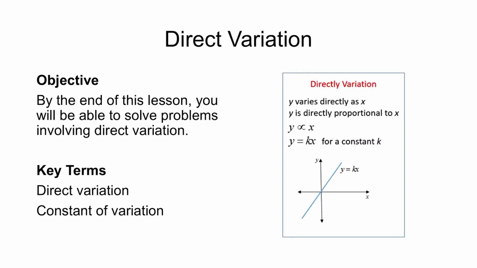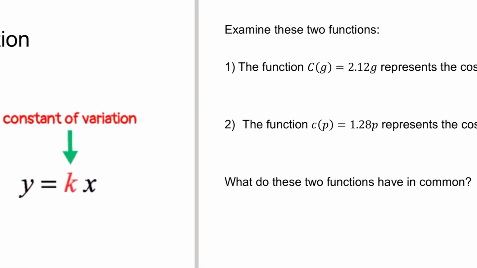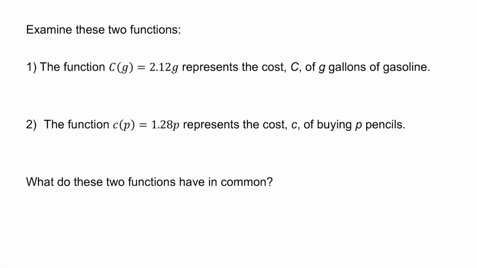In this video, we're going to talk about how to solve problems involving direct variation. Direct variation happens when the relationship between x and y can be described by the equation y equals kx, where k is a number called a constant of variation. It is said that y varies directly with x if this relation is true. So let's examine these two functions.